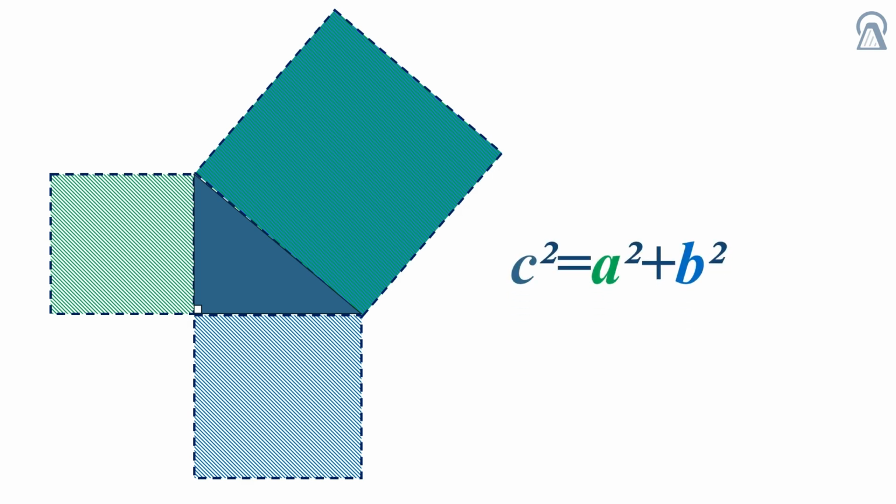Now, a and b are the two shorter sides of the triangle, and it doesn't matter which way round you put those, okay? So don't be worried. Just make sure your c value is always the hypotenuse. So if you know the lengths of any two sides of a right-angled triangle, you can easily find the third side using your Pythagoras theorem equation.